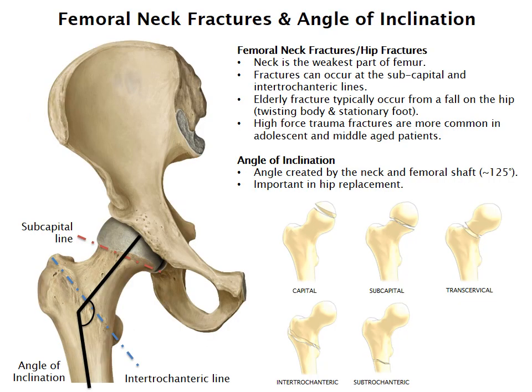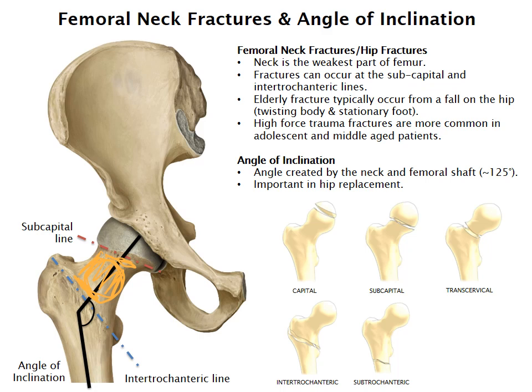So let's talk about another clinical situation, that's fractures of the femur. So the neck of the femur is the weakest part of the femur. So this area here is the weakest part. Fractures of the femur typically occur at either the subcapital line in this area or at the intertrochanteric line in this area, but it could occur anywhere in this femoral neck.